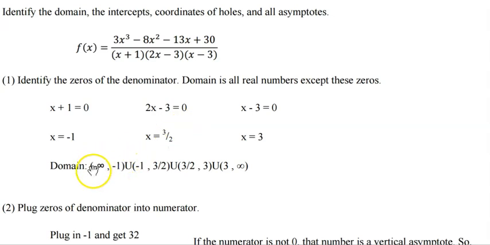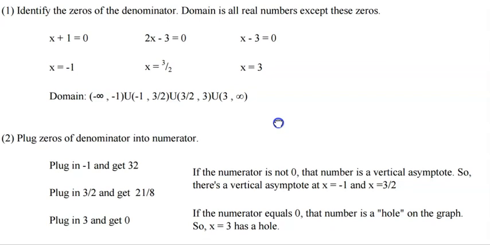So our domain is going to be from -infinity to +infinity, but we're going to leave out -1. We're going to leave out 3 over 2. And we're going to leave out 3. That's why we have to do these unions, so that we leave out the numbers that make the denominator 0, because the denominator cannot equal 0.